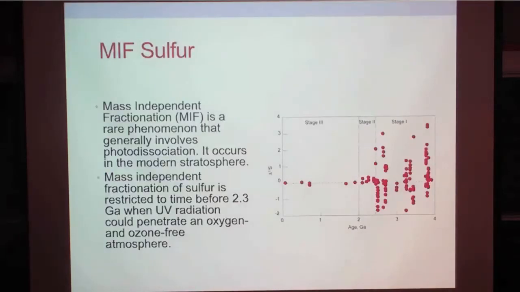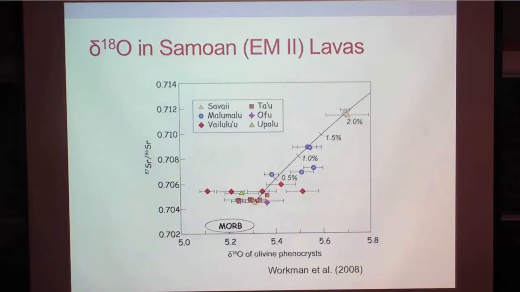Bill, just real quick. I worry that we compare apples and oranges. I've made plots like this for a long time, and I worry that we measure strontium isotopes on the whole rock and oxygen isotopes on olivines and plot them against each other, because the assumption there is that strontium isotopes in the olivines are the same as the strontium isotopes in the whole rock.